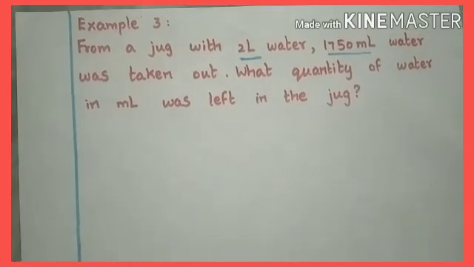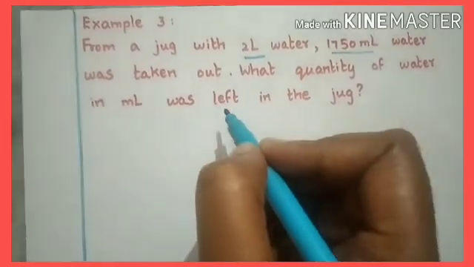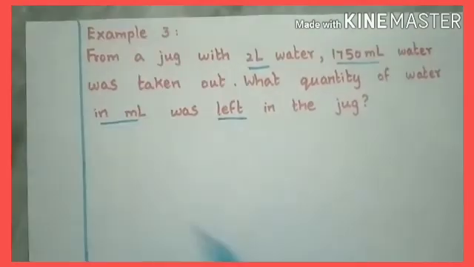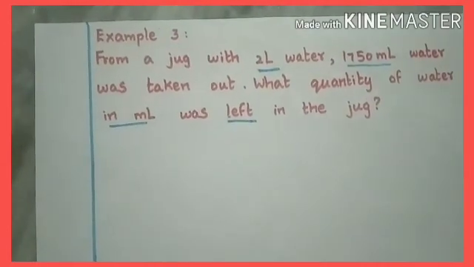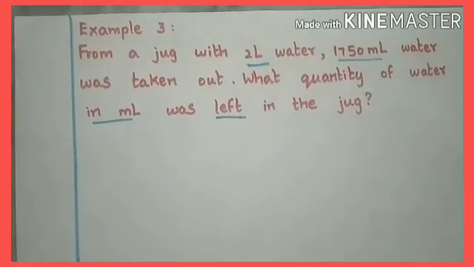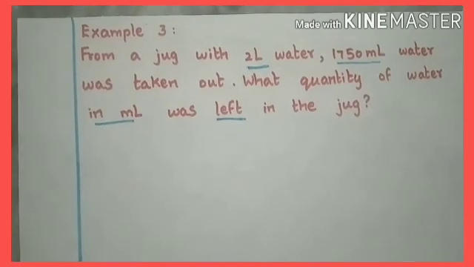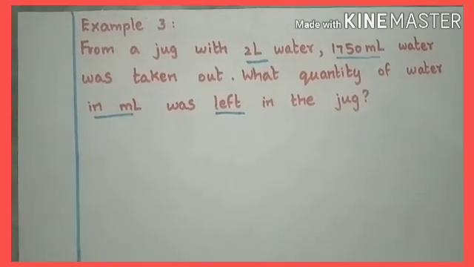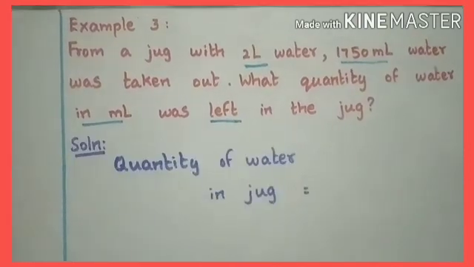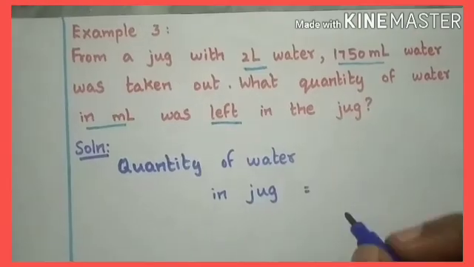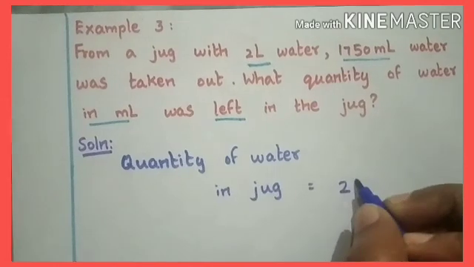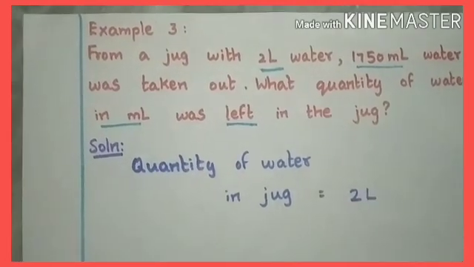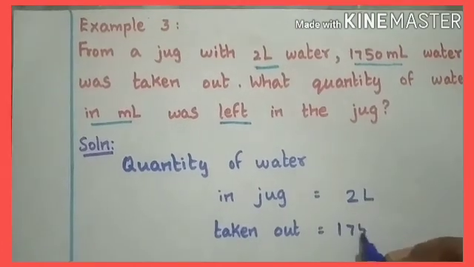In this sum, we have to find the quantity of milk left. For finding the quantity of milk left, we need to subtract the quantity of milk was taken out from the quantity of milk in the jug. Quantity of water in jug is equal to 2 liter. Quantity of water taken out is equal to 1750 milliliter.